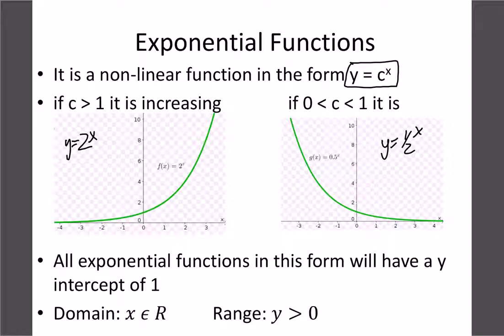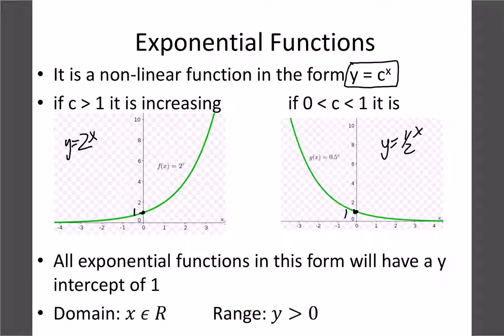And if it's y equals (1/2)^x, as x increases, we're going to be cutting our value in half. So if we started with, say, 10, the next x interval would be 5, the next 2.5, and so on. So the graphs basically just increase or decrease. A c value bigger than 1 gives an increasing graph, and anything less than 1 gives a decreasing graph. All exponential functions in this form cross through the point where y equals 1.